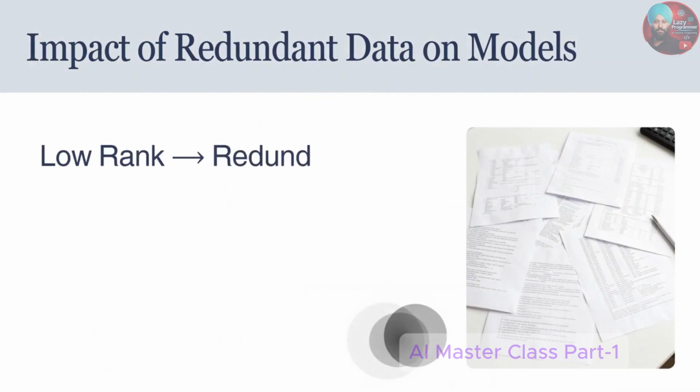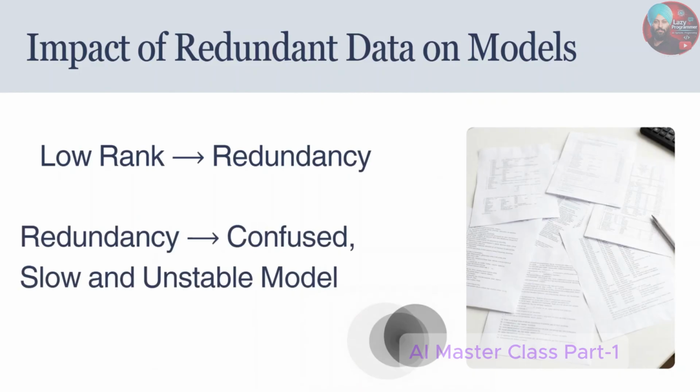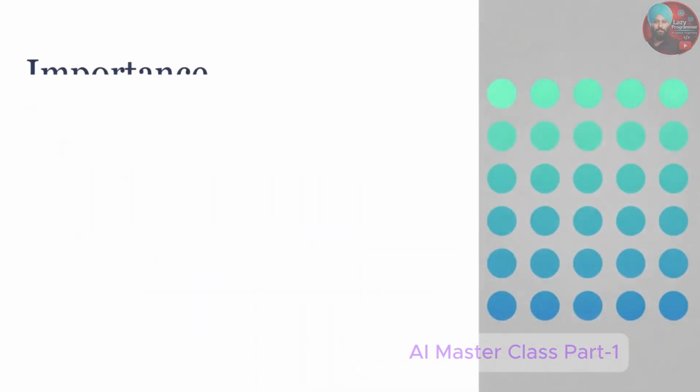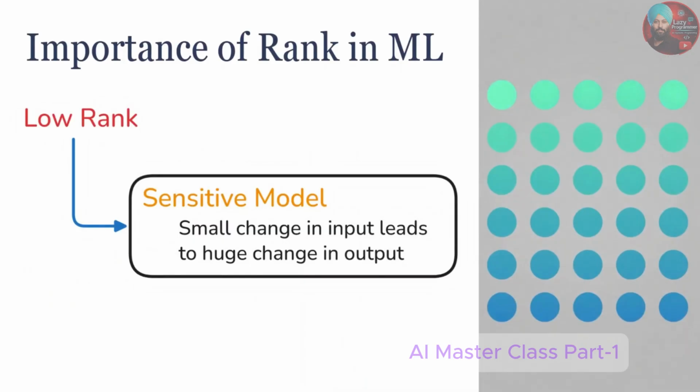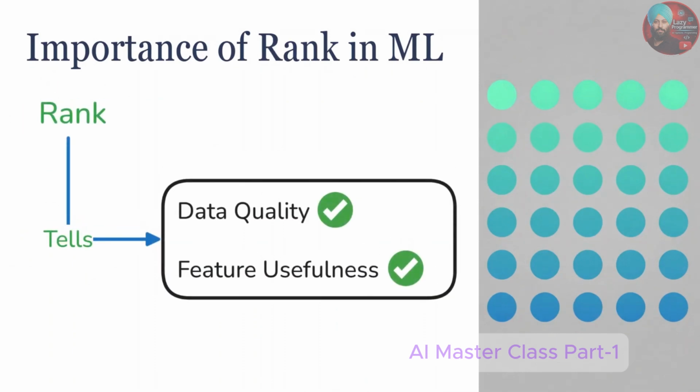If we have mostly redundant features, that can confuse the model and slow it down. And this will also make the model unstable. Model stability simply means how sensitive a model is to small changes in data. So if a small change in input causes a huge change in output, then the model is unstable. Low rank or redundant data often leads to this particular problem. So rank gives us a way to reason about data quality and feature usefulness.